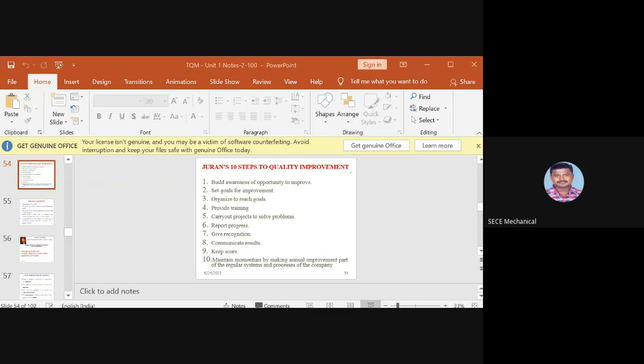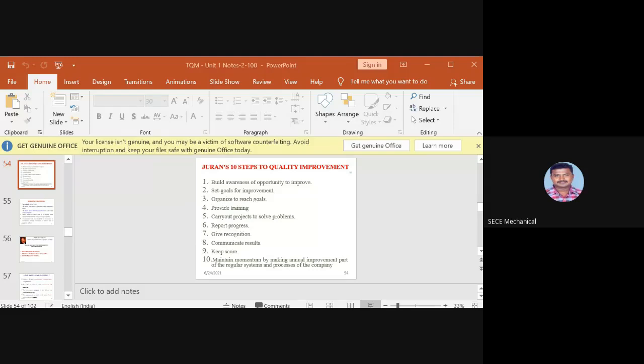And next is Philip Crosby. Okay, Philip Crosby is the author of the popular book Quality Is Free. Crosby is known for the following contributions. He also made contributions in quality management and total quality management.